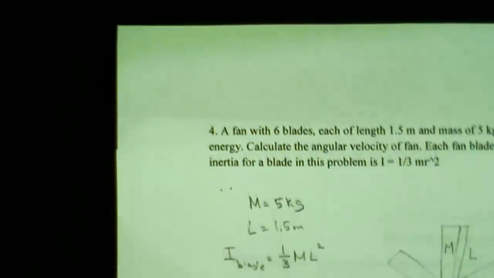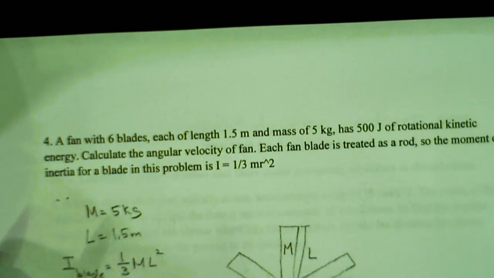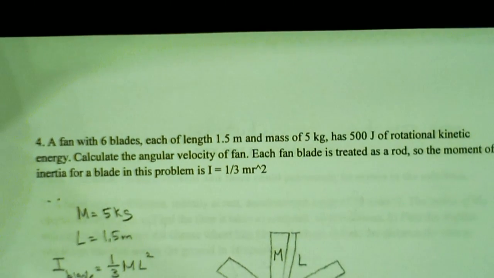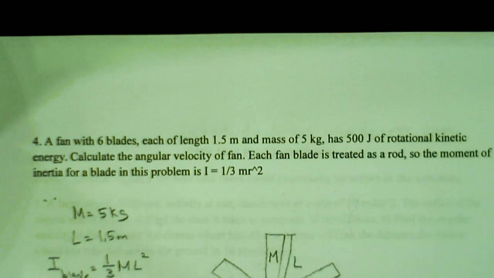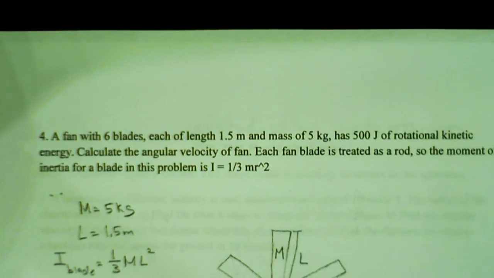All right, so this one has to do with rotational energy. A fan with 6 blades, each of length 1.5 meters and mass of 5 kilograms, has 500 joules of rotational kinetic energy. Calculate the angular velocity of the fan. Each fan blade is treated as a rod, so the moment of inertia for a blade in this problem is I equals 1/3 mr squared. All right?